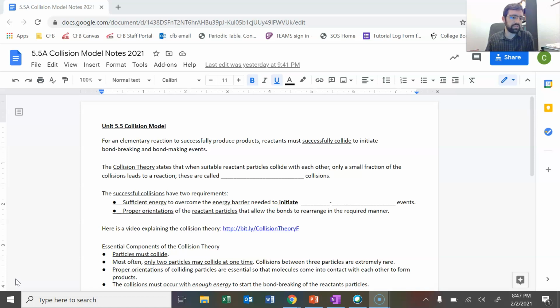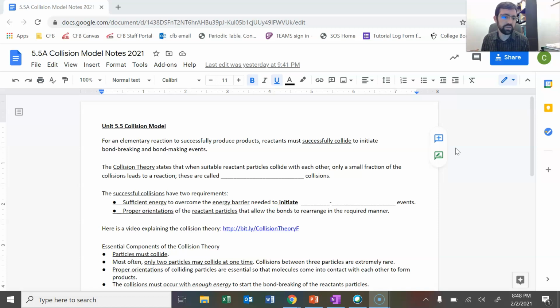Unit 5.5, collision model. This is kind of similar in a way to collision theory, which we talked about in terms of gases. But we're talking about how the collision model affects the rate of the reaction. For an elementary reaction to successfully produce products, the reactants have to successfully collide in order to initiate bond breaking and bond making events. So that means they have to collide in such a way that the bonds can be broken and then new bonds can be formed.